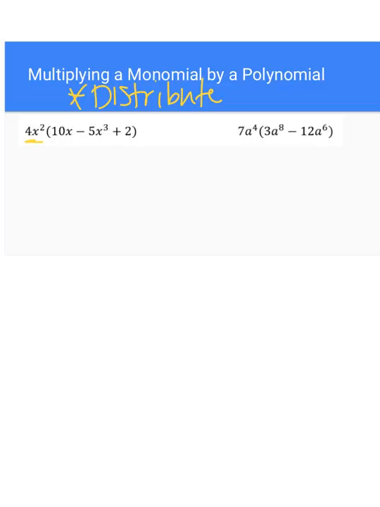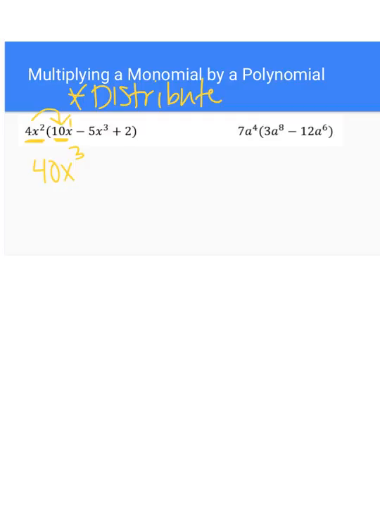Okay, so let's start with that monomial, that 4x squared, and we're going to distribute that to the first term, the 10x. So I'm going to multiply the 4 times 10 for my coefficients. I'm going to start with a 40, and for the x portion, remember we want to add the exponent, so I have a 2 and a 1, or a total of x to the third.